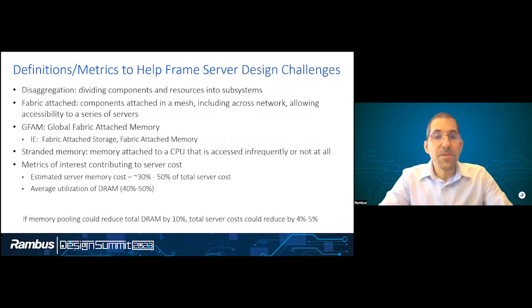Before I jump into the meat of the presentation, I want to level set the audience with some definitions and metrics that I'm going to use throughout the presentation.